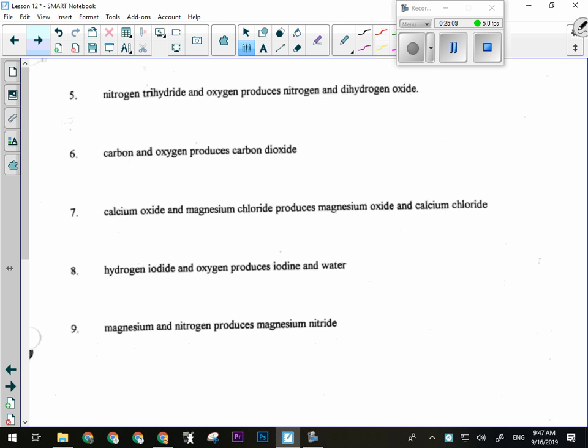Nitrogen trihydride. Okay, so for number 5 here, I've got nitrogen trihydride, so that's going to be NH3, reacts with oxygen, and it produces nitrogen and dihydrogen oxide.